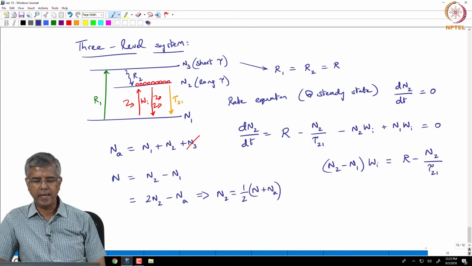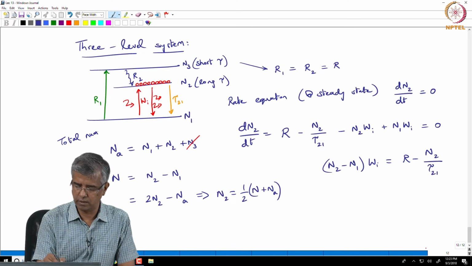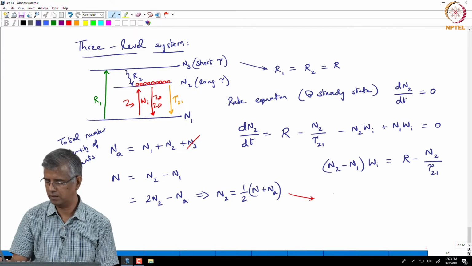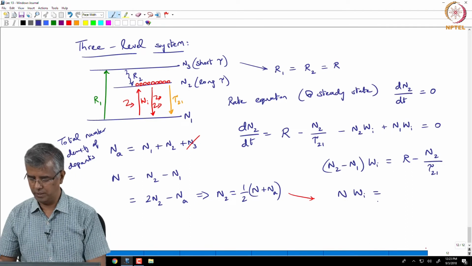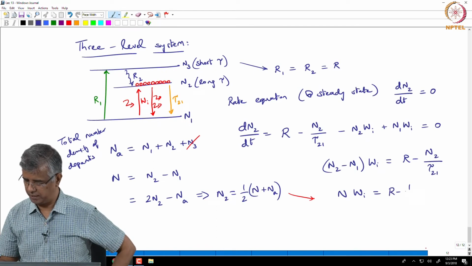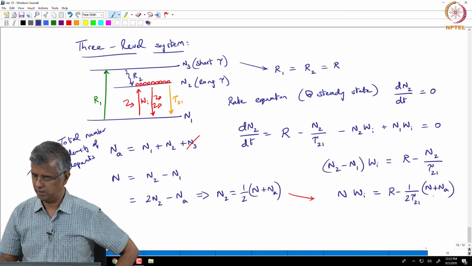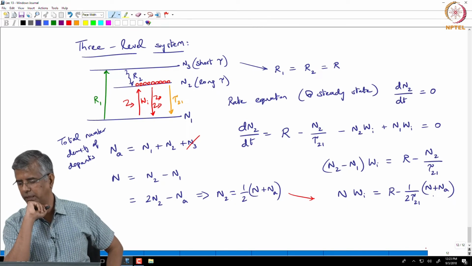So the question is, what is Na? Na is the total number density of the dopants that we have. These dopants are the ones that are giving us gain. The dopants have these energy levels that we have mentioned here. Now I can substitute this into this other expression over here. So from here I can say that N into Wi is going to be equal to R minus 1 over 2 times tau 21 multiplied by N plus Na.